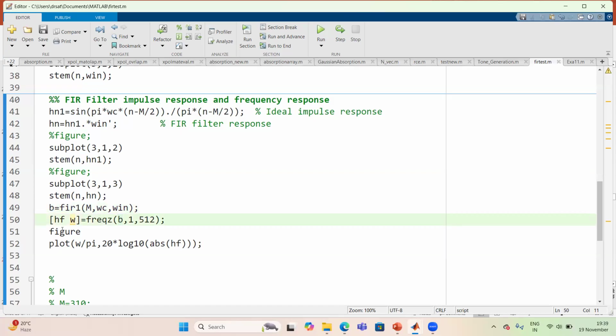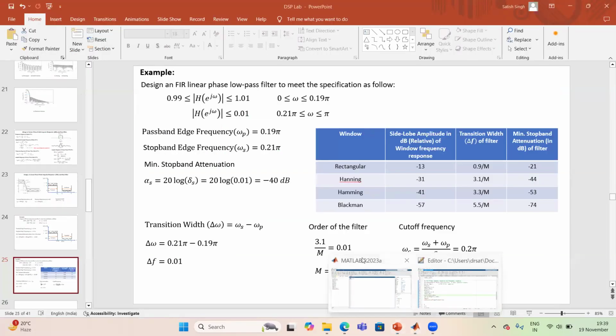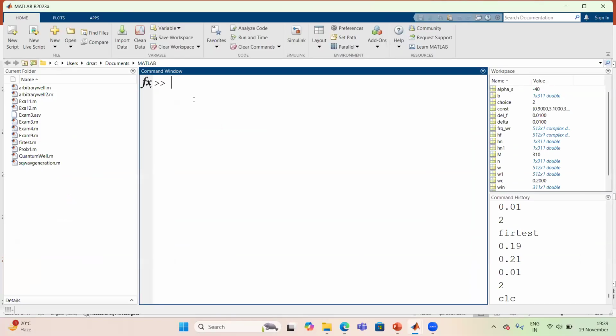And then this frequency response I have plotted again, and this is going to be our designed filter. Now you will see there is a new command, FIR1, that I'm going to use here. I'm just introducing this particular command. What we can do is type help FIR1 in the command window.